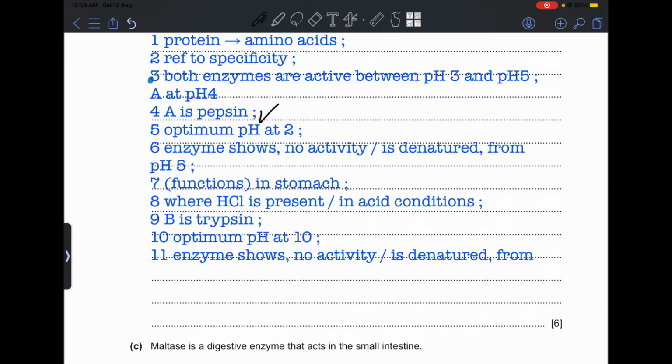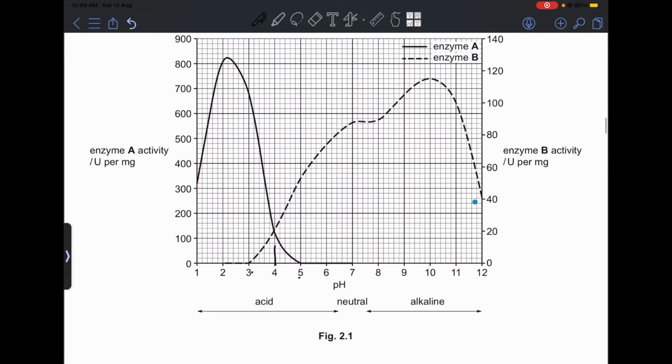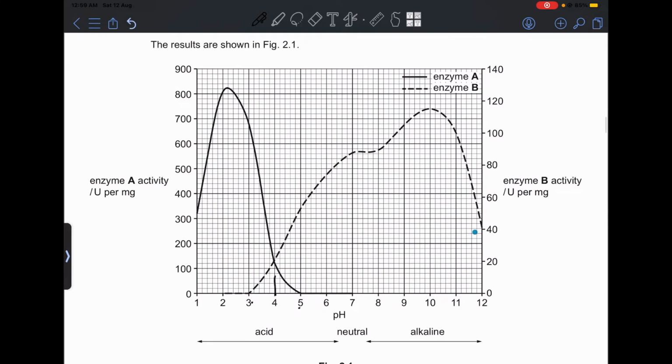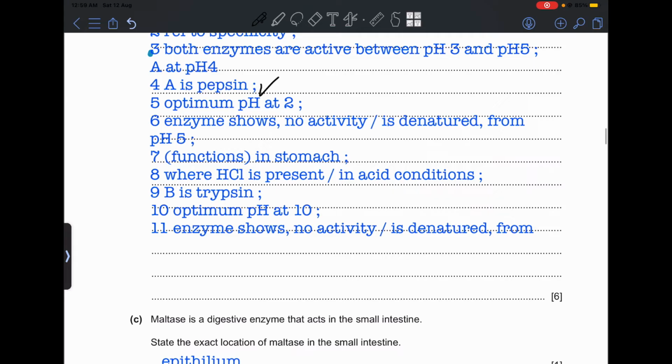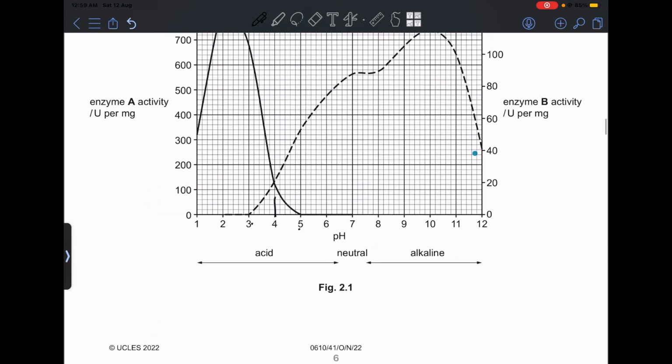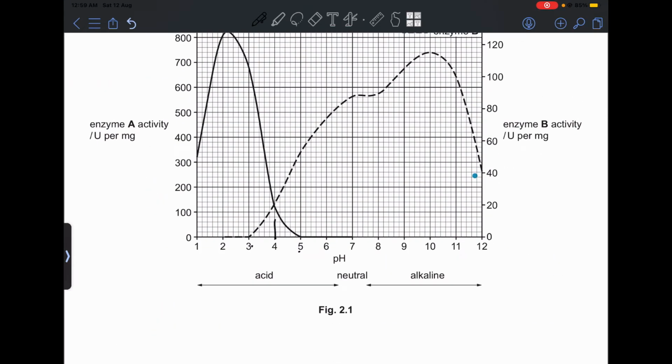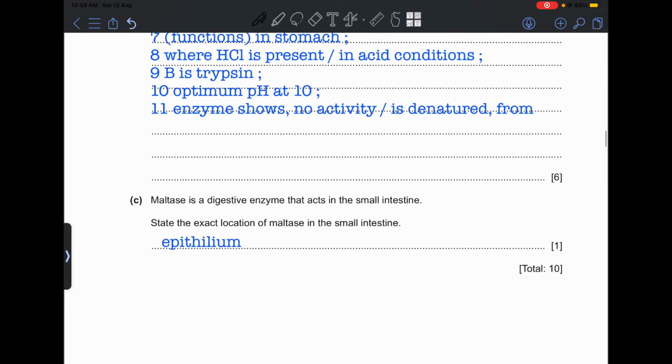You can also say that B is a trypsin because it is actually active in alkaline pH. It is the opposite of enzyme A. And you can also say that it shows no activity. It is denatured from pH 3 because it is an alkaline enzyme.